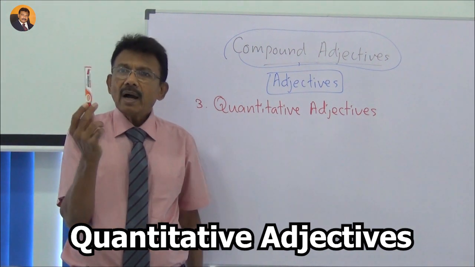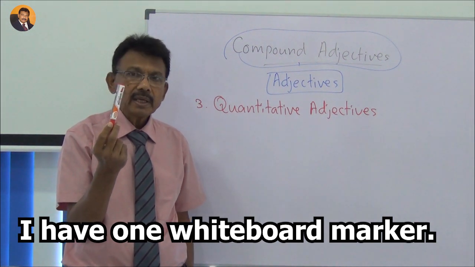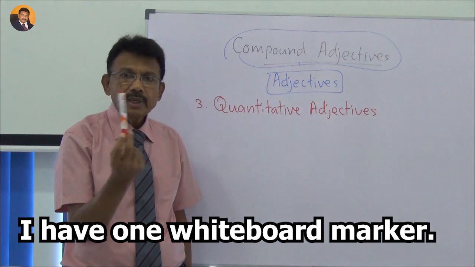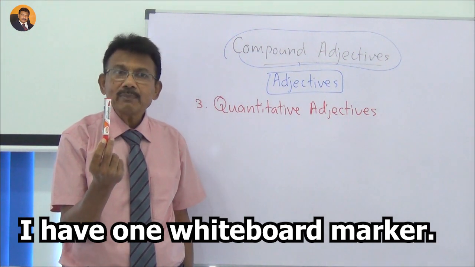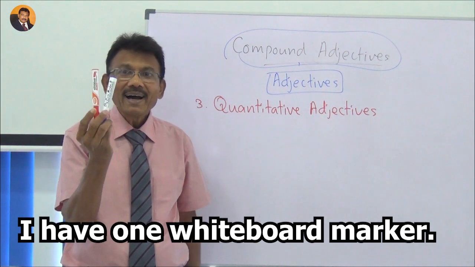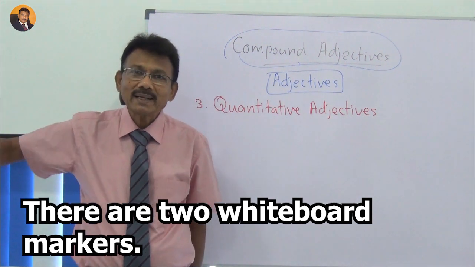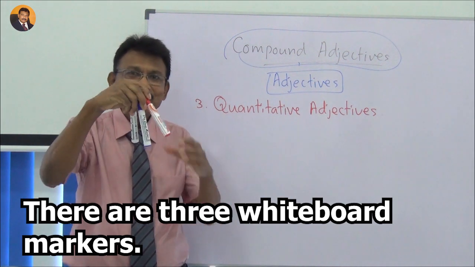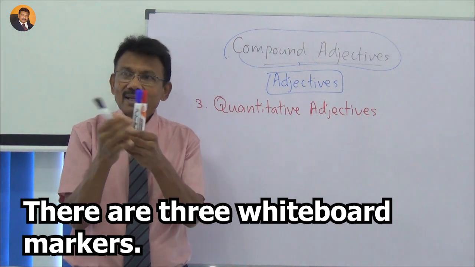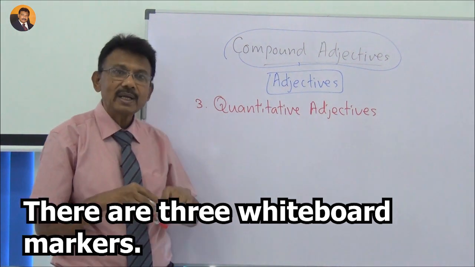Now you see, I have one whiteboard marker. Okay? Now I am going to do a magic, right? You close your eyes and next time when you open your eyes there will be more. Now close your eyes, open them. Now there are two whiteboard markers. When I put it back and take it out here again, now there are 3 whiteboard markers, right? Okay? So 1, 2, 3 are quantitative adjectives.